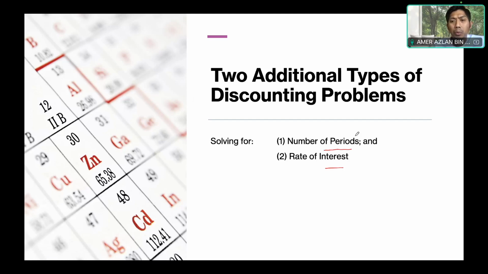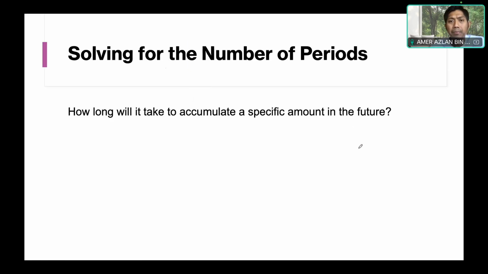Sometimes we don't know, or it is difficult to estimate, what would be the number of periods and what rate of interest we should invest in order to achieve some amount of money somewhere in the future. So how do we solve number of periods and rate of interest? Let's go one by one.